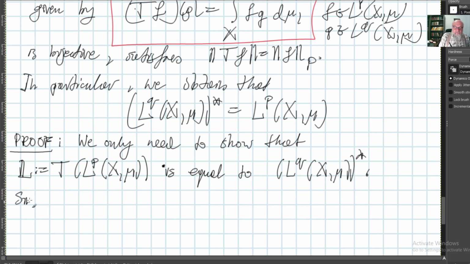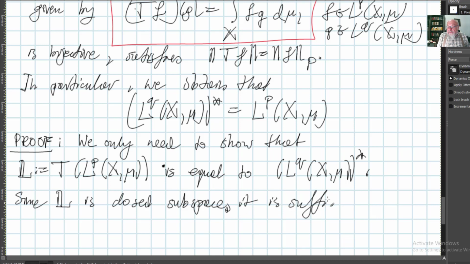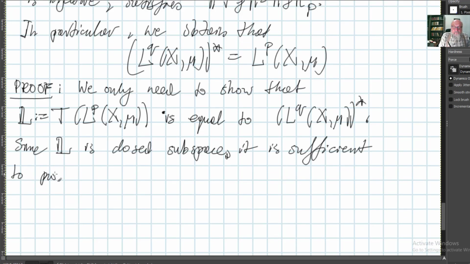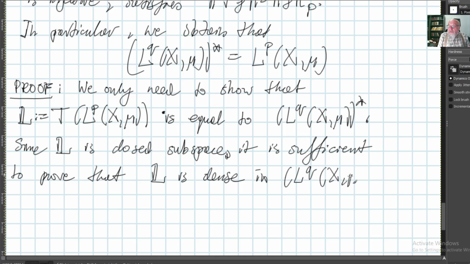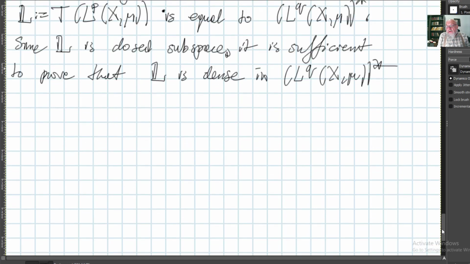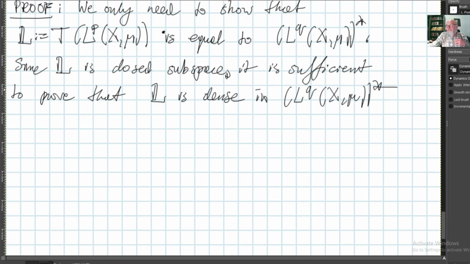But notice, since L is a closed subspace, it is sufficient to prove that L is dense in L^q(X, mu) star. Okay, so let's do it.